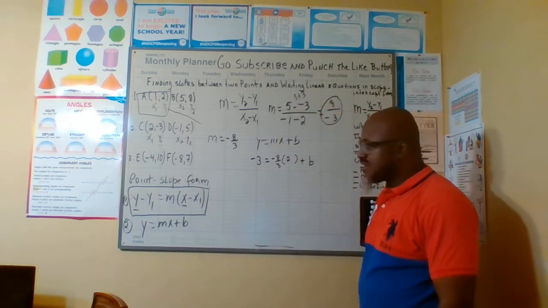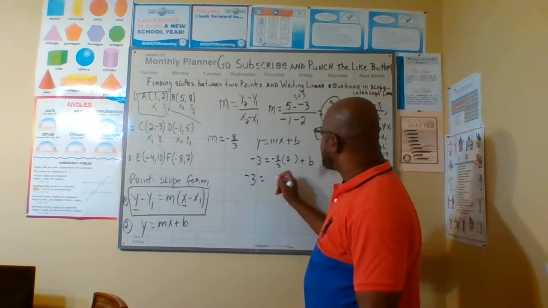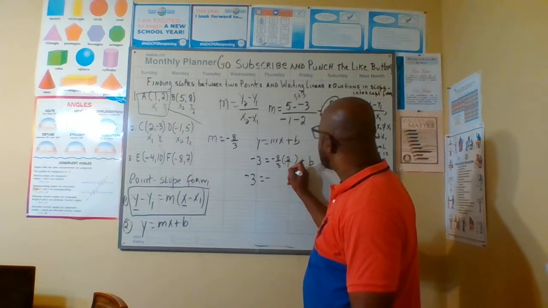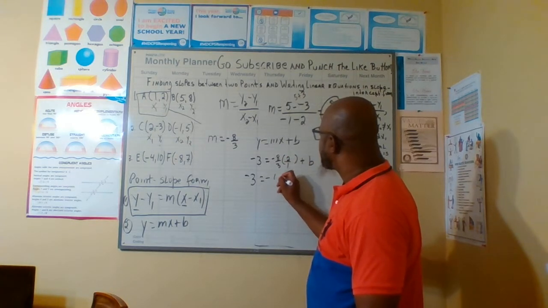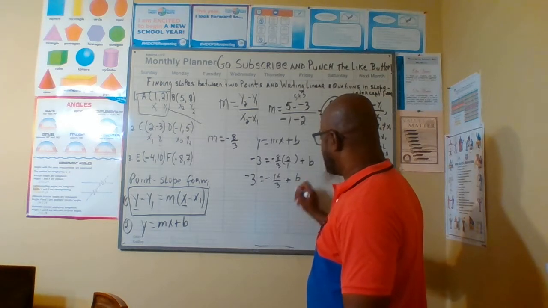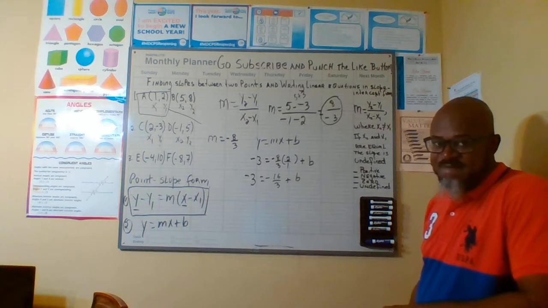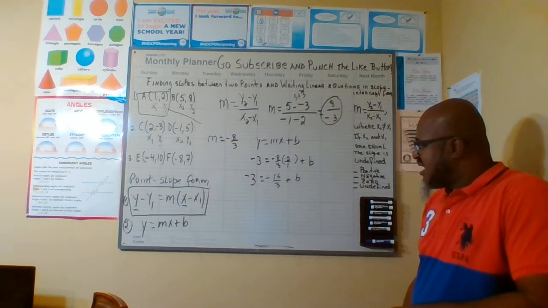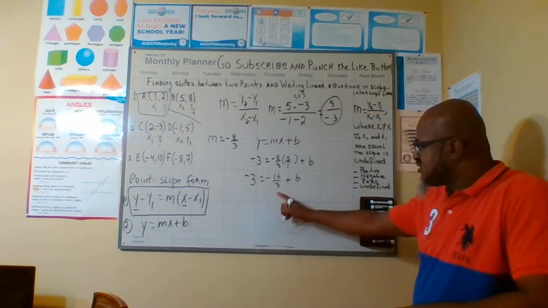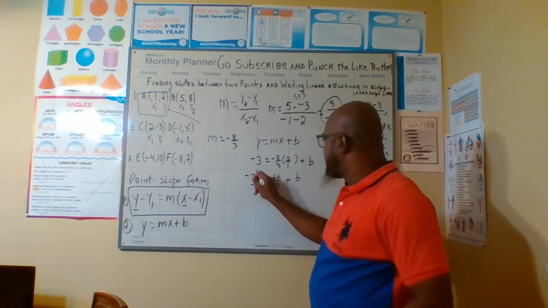Now we have to work this out. You will end up with negative 3 equals, and you must put this 2 over 1. This is going to give you negative 16 over 3 plus b. Once again, pay attention. I have a denominator, in this case it's 3. So to make everything easy, I'm going to multiply everything by 3.